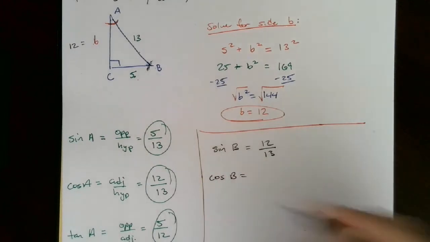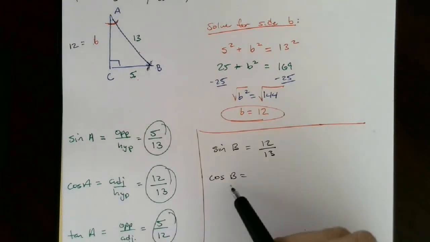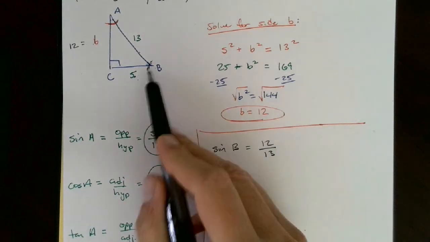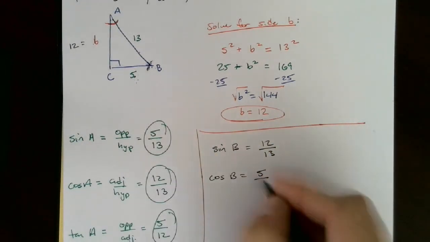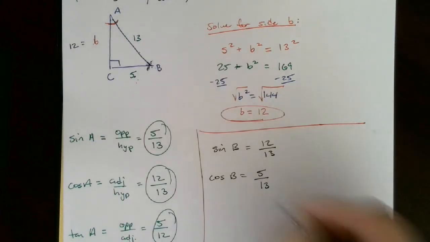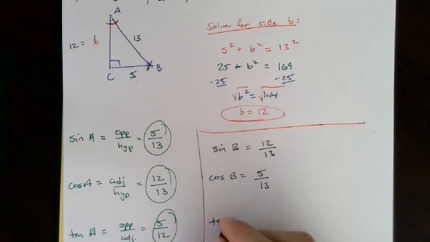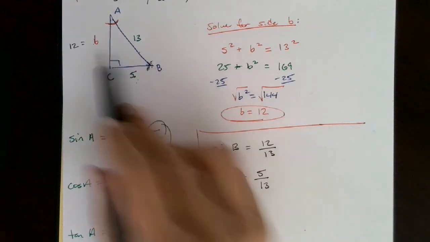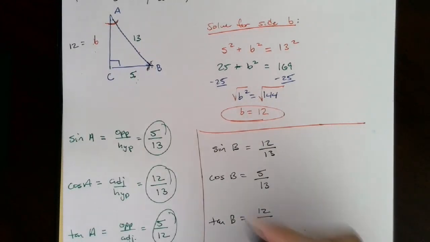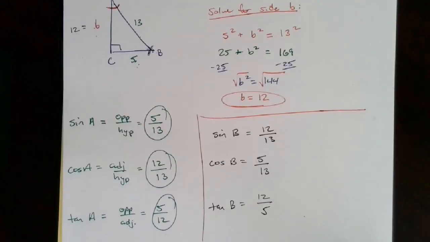The cosine of B, here's angle B. Cosine is, remember, adjacent over hypotenuse. So what's adjacent to B? 5 over the hypotenuse, which is 13. So cosine of B would be 5/13. And if I asked you for the tangent of B, remember that's opposite over adjacent. From angle B, what's opposite of it? Opposite is 12 over adjacent, which is 5. And so it would be 12/5.